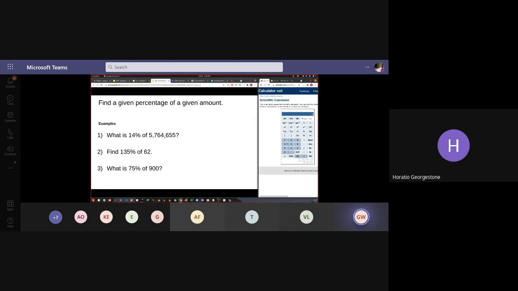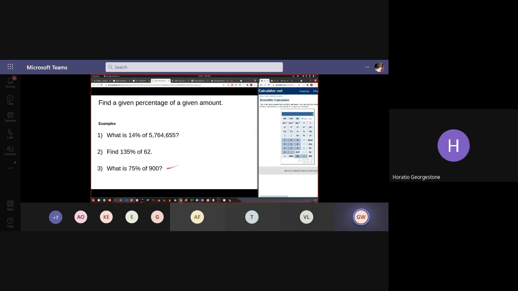So in this case, we could do 3/4 times 900, which is actually a little bit quicker to type in, and we get the same answer. Or we could even do 900 divided by 4 to find 1/4, times 3.